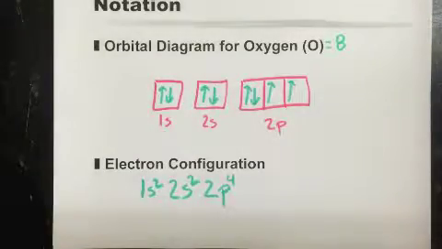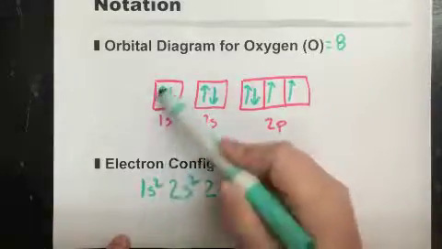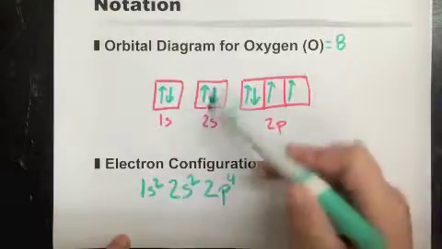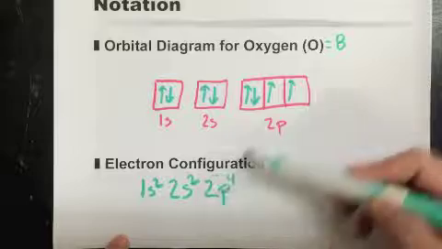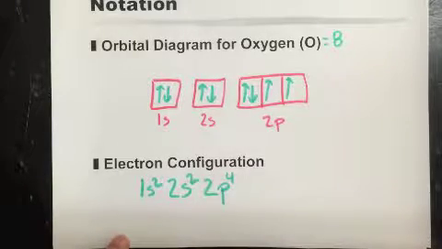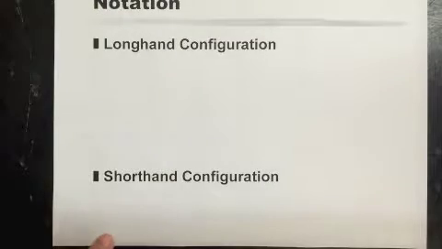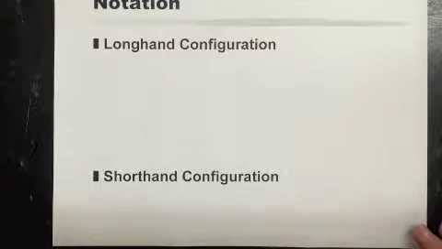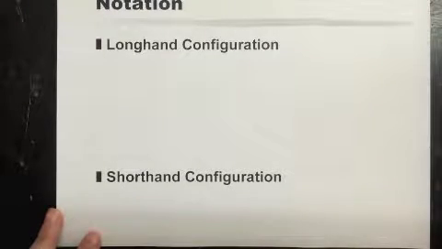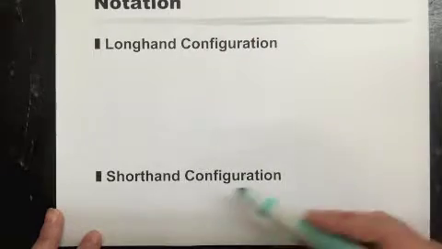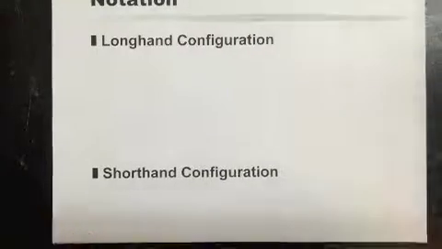Now, I want you to compare this to the orbital diagram that we just did. 1s has 2 arrows, 2s has 2 arrows, 2p has 4 arrows. It should be exactly the same. Okay? Now, if you get to the very bottom of the periodic table, the electron configuration gets longer and longer and longer. So we're going to fix that with what's called shorthand configuration.